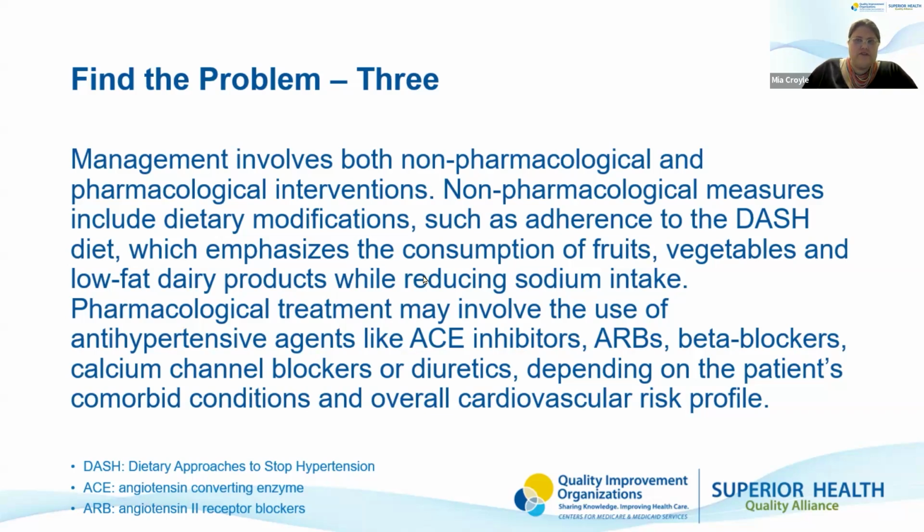Non-pharmacological measures include dietary modifications, such as adherence to the DASH diet, which emphasizes consumption of fruits, vegetables, and low-fat dairy products, while reducing sodium intake. Pharmacological treatments may involve the use of antihypertensive agents like ACE inhibitors, ARBs, beta blockers, calcium channel blockers, or diuretics, depending on the patient's comorbid conditions and overall cardiovascular risk profile. Whew.